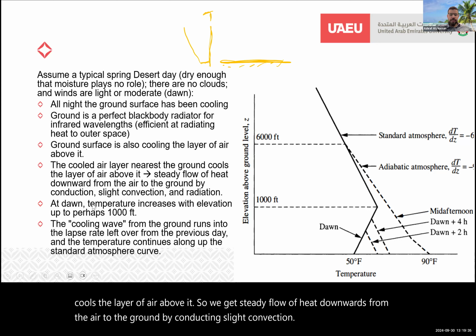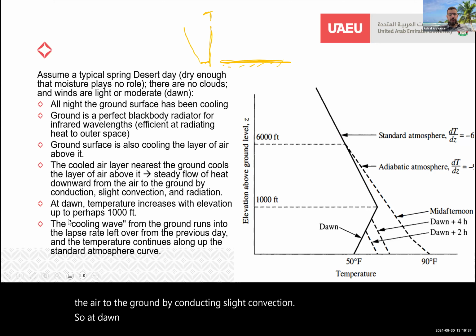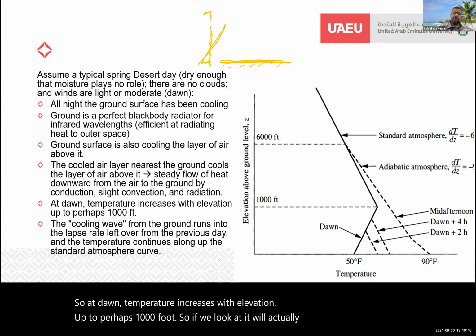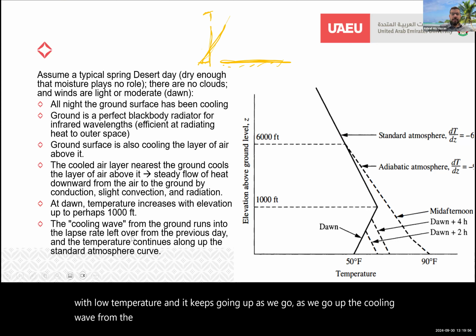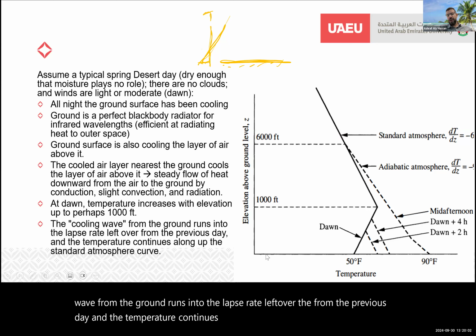So at dawn, temperature increases with elevation up to perhaps 1,000 feet. So if we look at it, it will actually go this way. It starts with low temperature and it keeps going up as we go up. The cooling wave from the ground runs into the lapse rate left over from the previous day, and the temperature continues along up with the standard atmospheric curve.